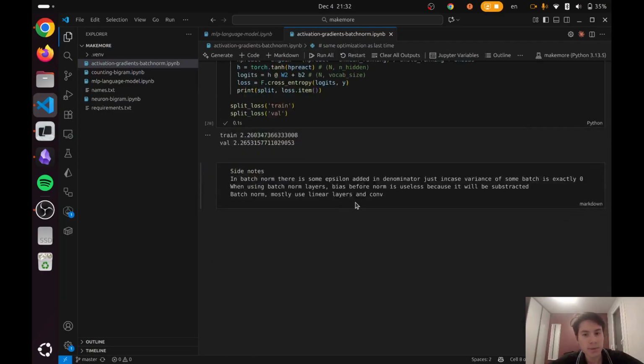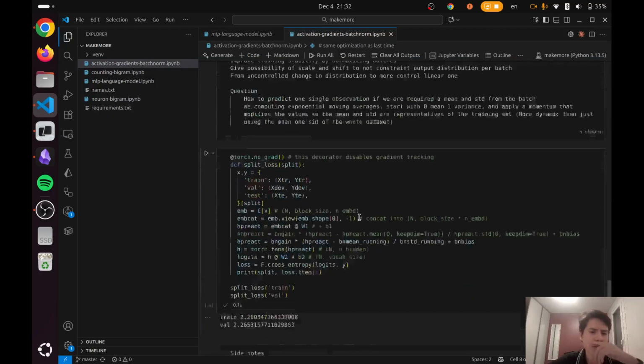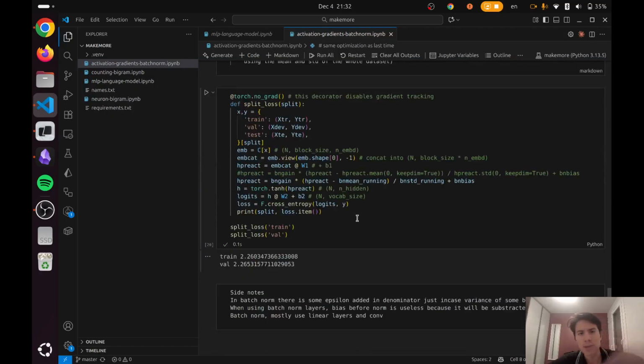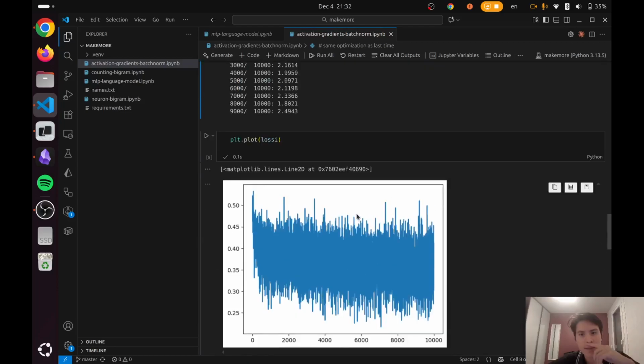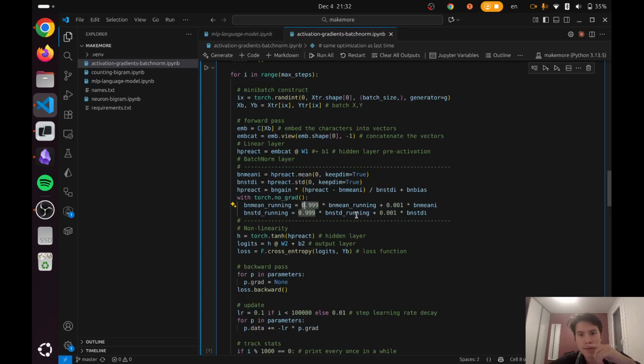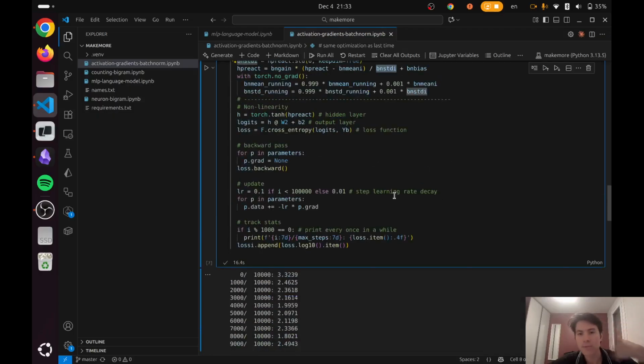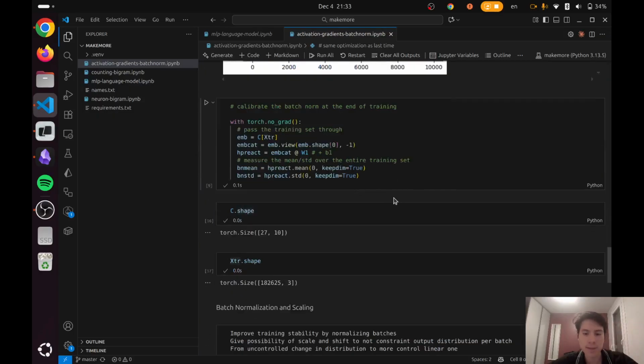And as a side note, in BatchNorm there is also an epsilon added in the denominator here. Because if the standard deviation is exactly 0, then you are dividing by 0. That's a problem. So with a small epsilon, you fix this problem, and that's it.